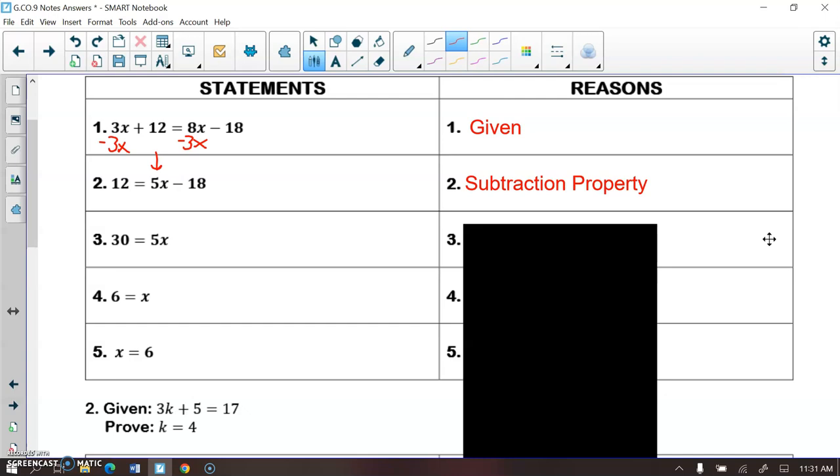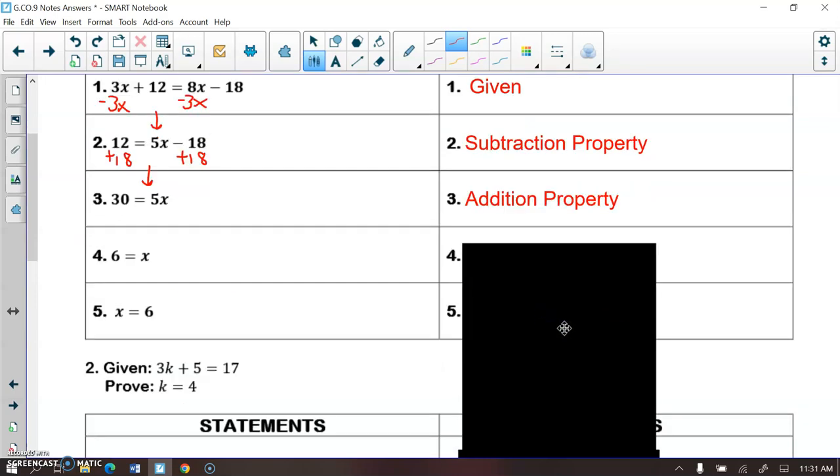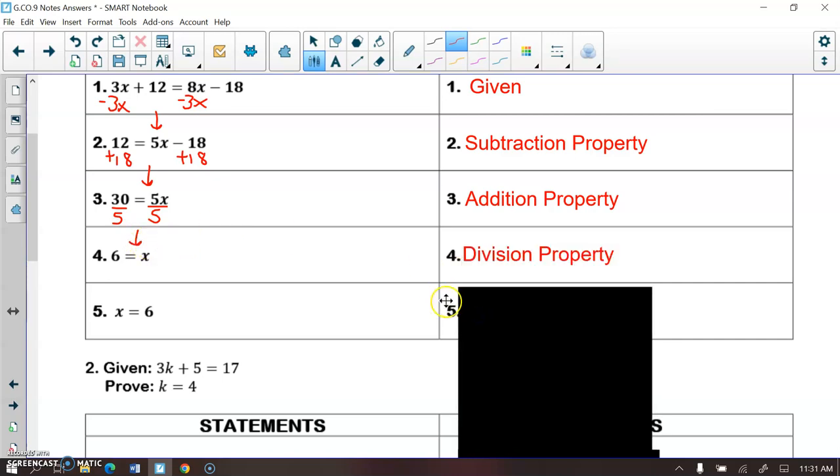Now from step 2 to step 3, what looks like happened was I added 18 to both sides. And so since I'm adding the same number to both sides to get to step 3, that's the addition property. Number 3, it looks like I divided by 5 on both sides to get to step 4. That was the division property of equality.